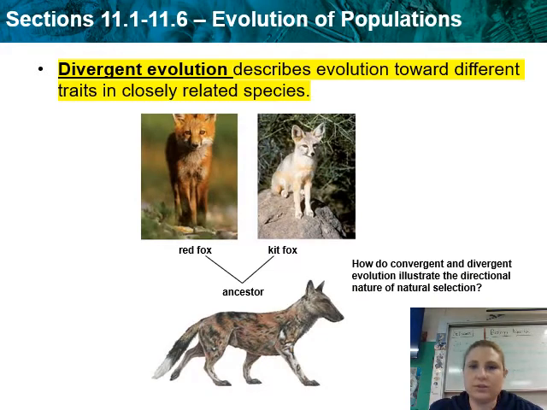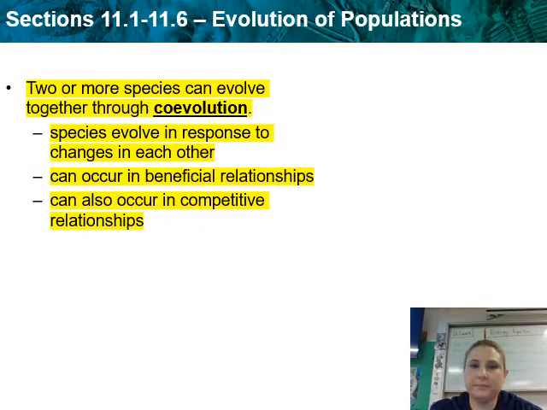Divergent evolution describes evolution towards different traits in closely related individuals. So these ones had common ancestors. This common ancestor went on to form the red fox and also the kit fox. Now they look different. They have different colorations, different features, and different adaptations that allow them to survive better in their environments. Again, evolution towards different traits, even though they're closely related.